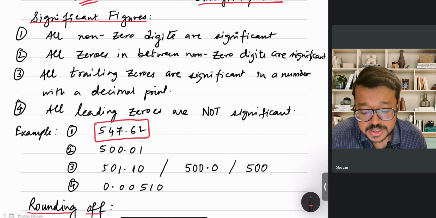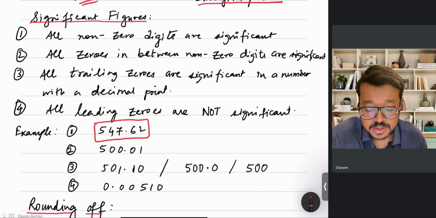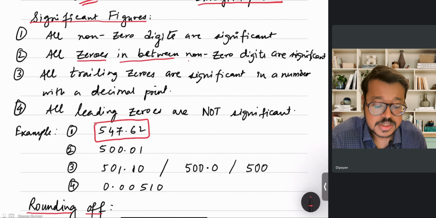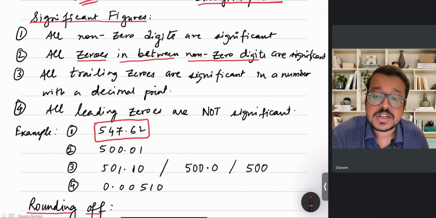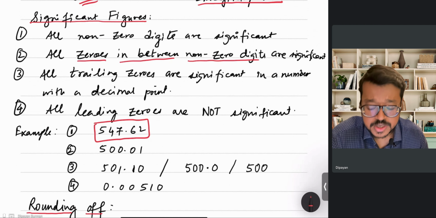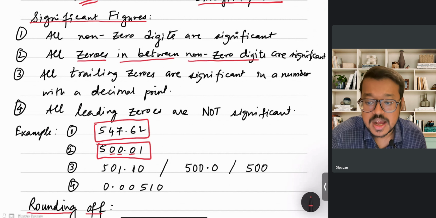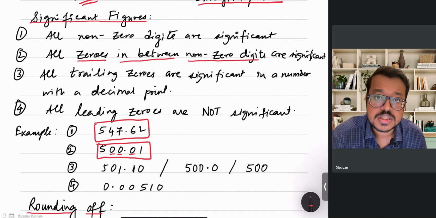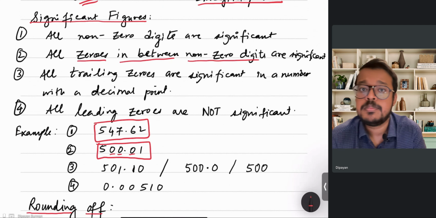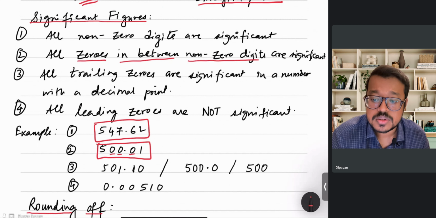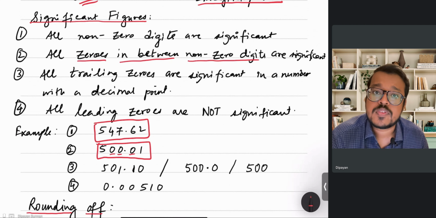Suppose we have zeros in between non-zero digits in the number, they are definitely significant. For example, if I have 500.01, the three zeros that we see are in between non-zero digits. So they are not exactly in the beginning or at the end. So these zeros are also considered significant. Of course, 5 and 1 being non-zero are also significant.